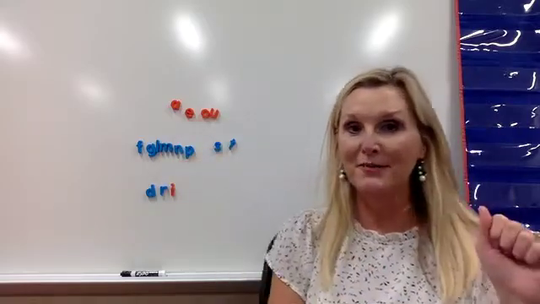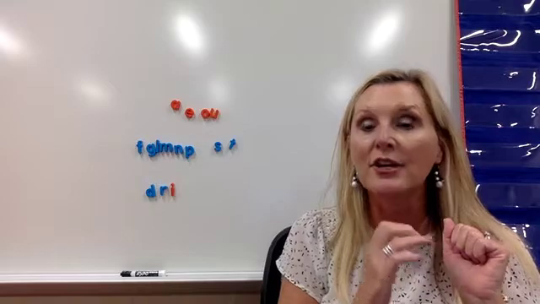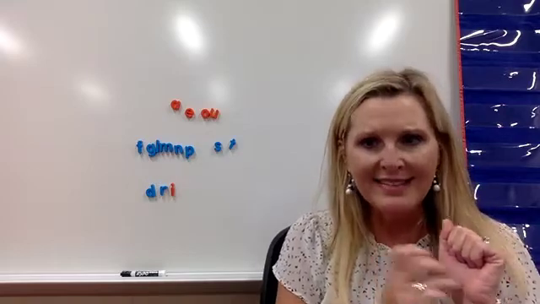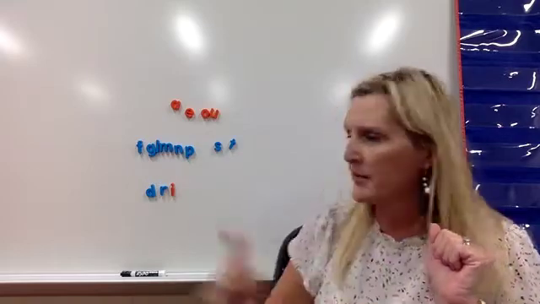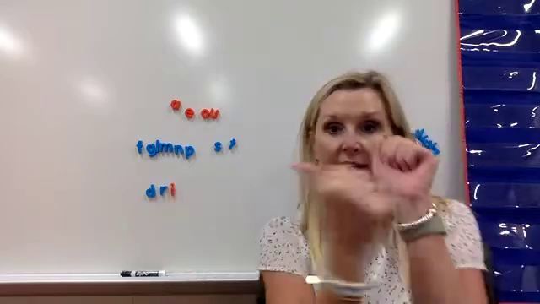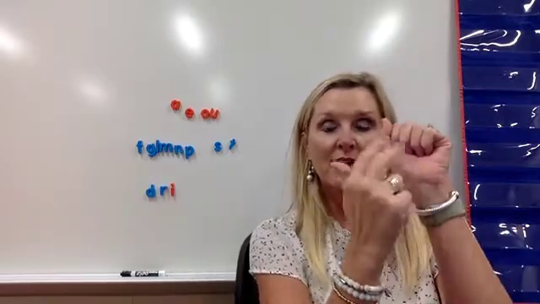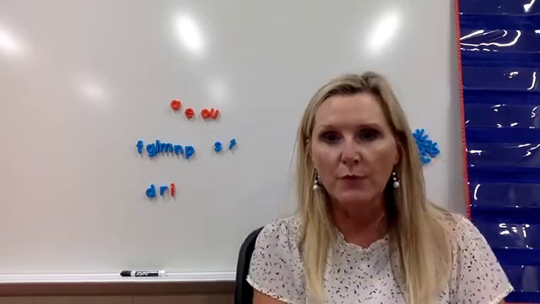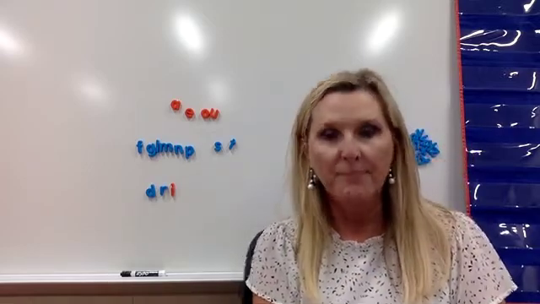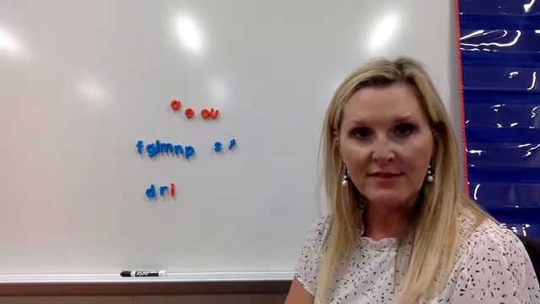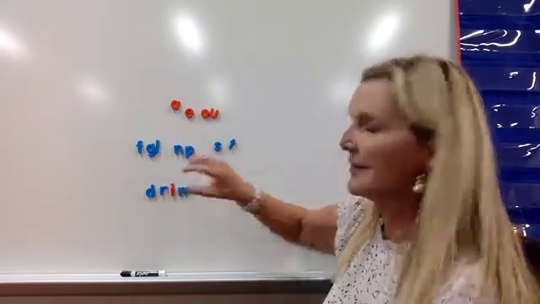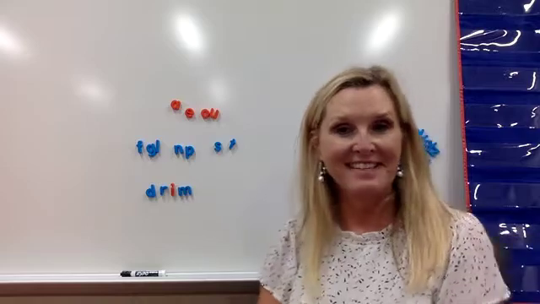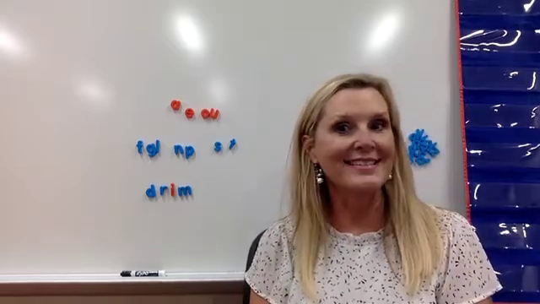Okay, here we go again. We're going to think about that fourth sound, and when we make that sound, we're going to really stretch that sound out because we've got D, R, I. Tap it. D, R, I, M, P. What sound is in the fourth place? And what letter makes that sound? M. Good. Drim.